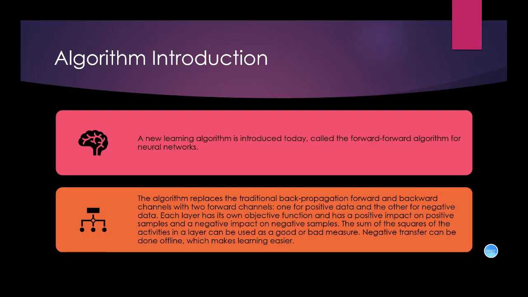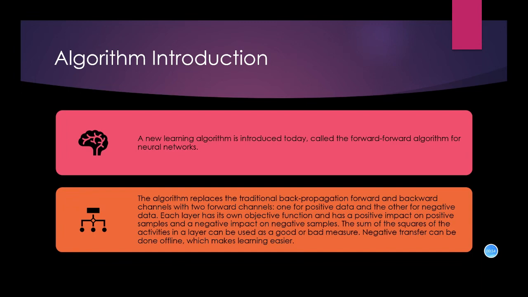A new learning algorithm is introduced today called the forward-forward algorithm for neural networks. This algorithm replaces the traditional backpropagation forward and backward channels with two forward channels, one for positive data and the other for negative data.